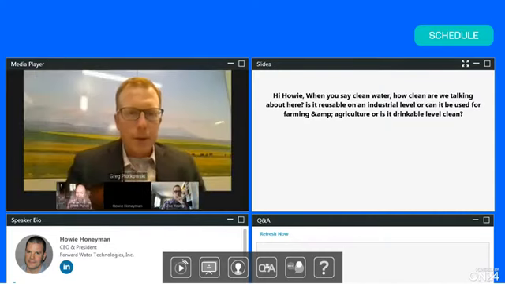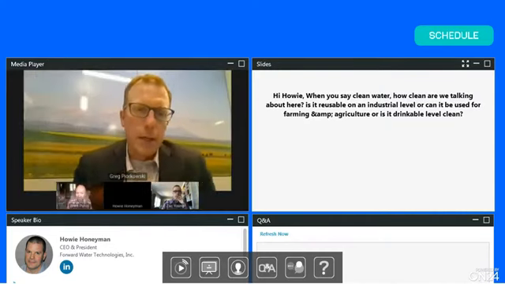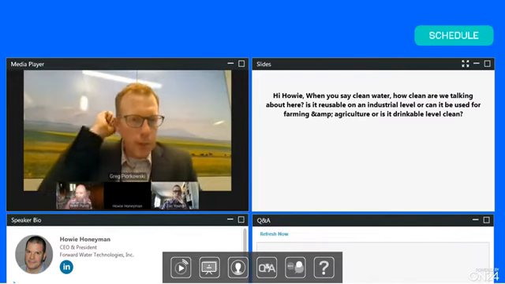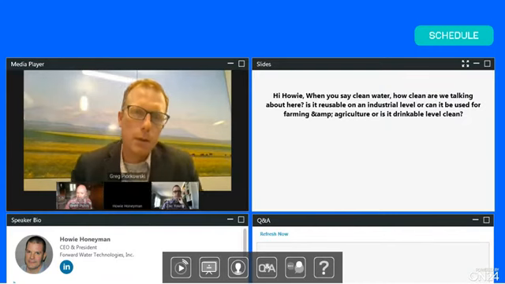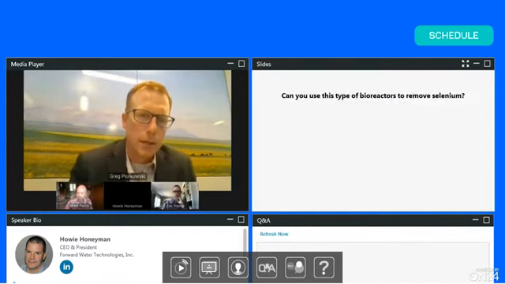Yes, of course, selenium is more of an issue in the mining sector than agricultural, but virtually anything that is more mobile in its oxidized form and you want to remove it via biogeochemical conversion to its reduced form can be removed through this type of technology.